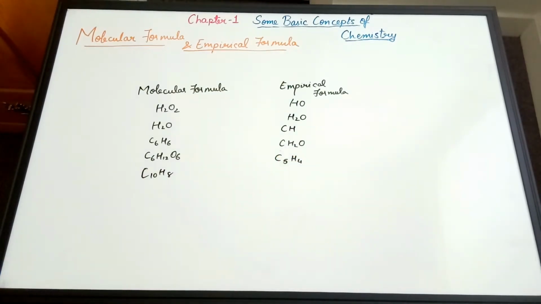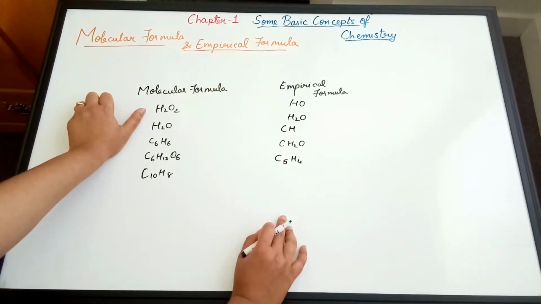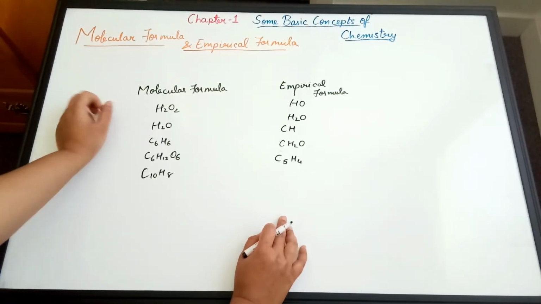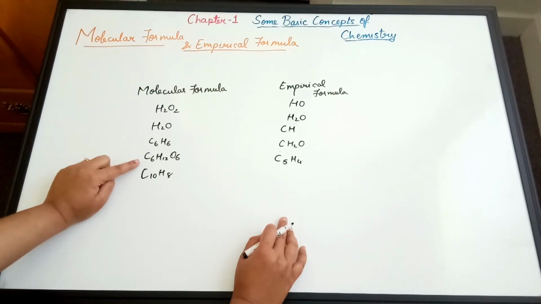The first we have is hydrogen peroxide. Its molecular formula is H2O2. Its empirical formula is HO. Second is water, whose molecular formula is H2O, and its empirical formula is also H2O. The molecular formula of benzene is C6H6, whereas the empirical formula of benzene is just CH. The molecular formula of glucose is C6H12O6, and the empirical formula is CH2O.